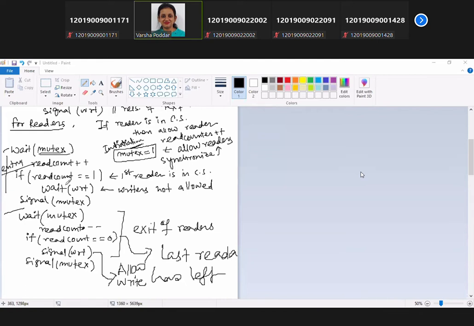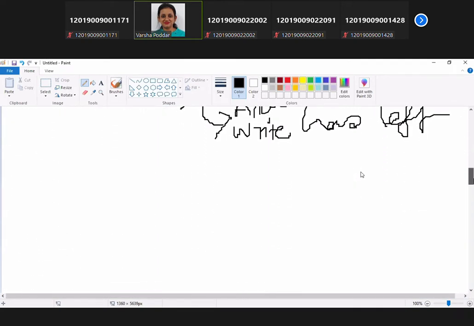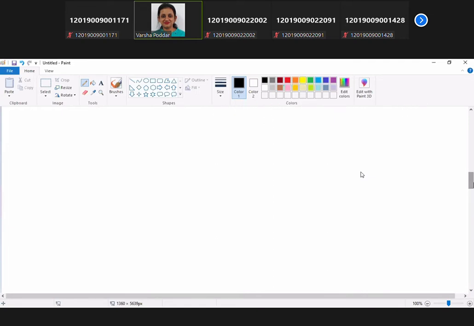Mutex will only control the reader side. For the writer, it is wait write and signal write, which control the writer. Mutex is only for the reader. Right? So this is your second critical section problem, the reader writer problem. I hope it is clear by now.